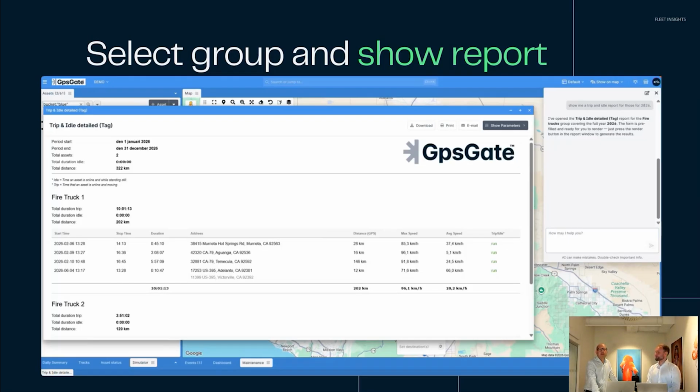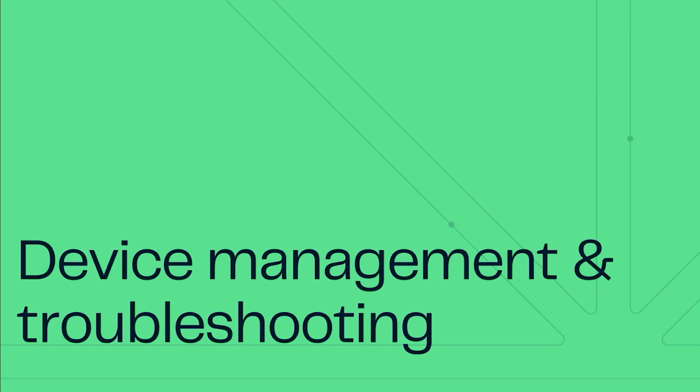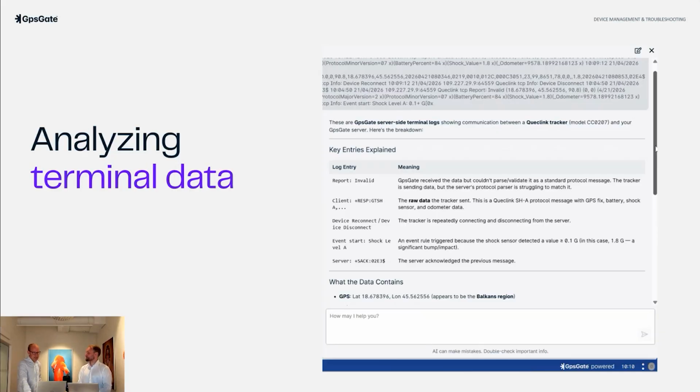Okay, then we get into the next area, device management and troubleshooting. So in this example, you have a quick link device, and you see in the upper part the raw data from the device. It's coming into the terminal of GpsGate. And for many people, this is very hard to understand. It's not human readable, especially if you're new to telematics.